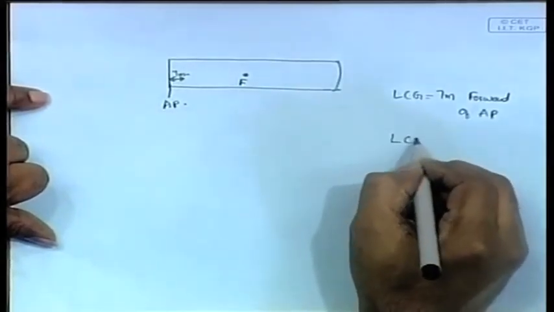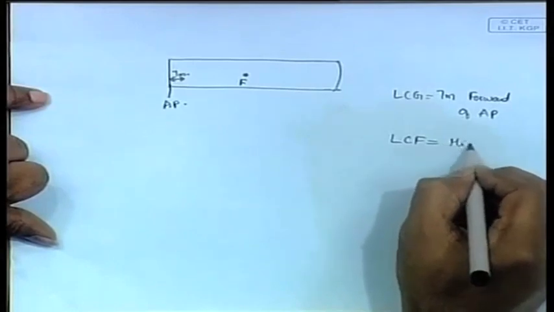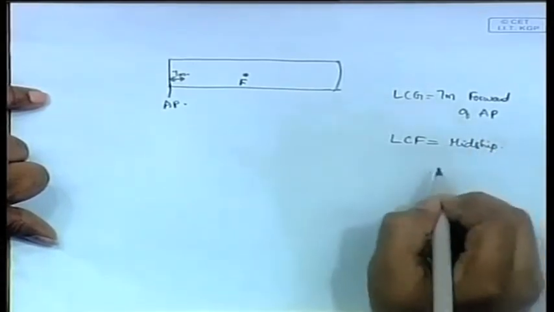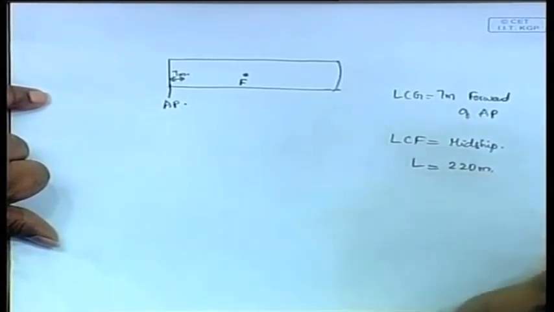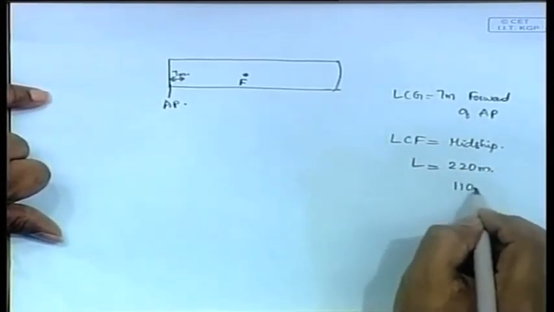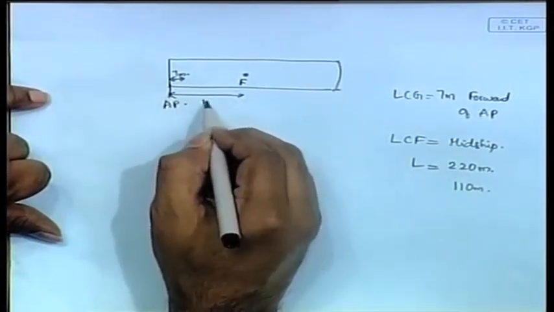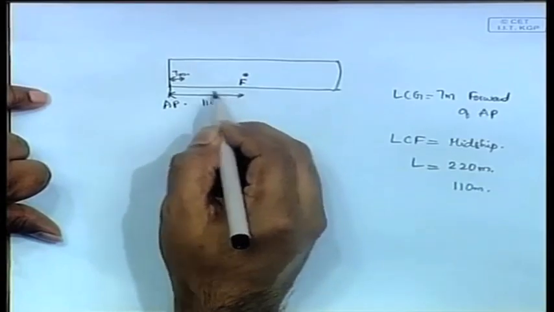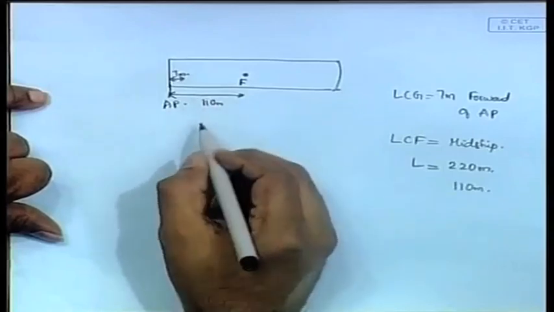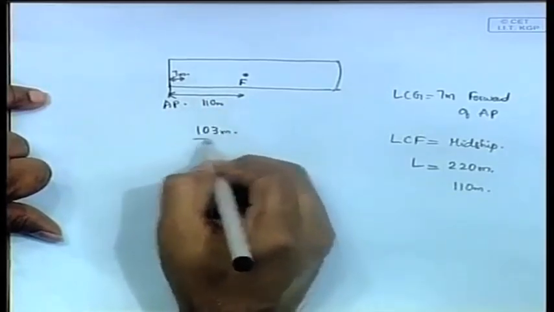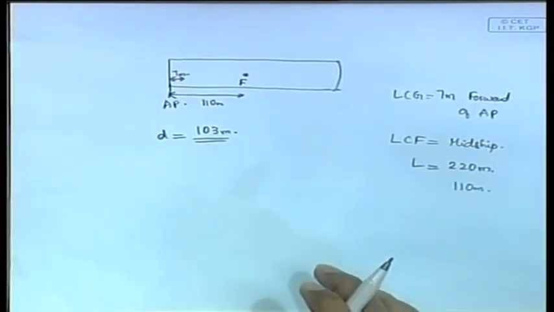You are told that LCF is midship, exactly midship. That means you need the length of the ship. Now, the length of the ship is given to be 220 meters. Therefore, midship is 110 meters from the aft perpendicular. Therefore, the distance between F and this position where the weight is discharged is 103 meters. This you have to find. This is your D, the position where the weight is discharged.